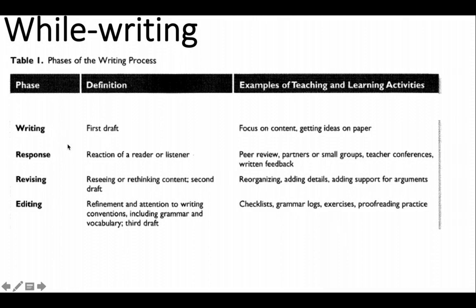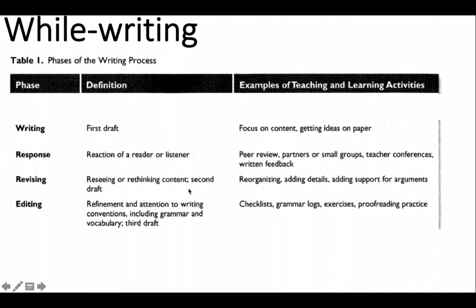So the while writing here, now they need to concentrate on writing their first draft. Here, focus on content and getting ideas on the paper and not so much on accuracy. Reacting of a reader or listener: here you have them either peer review or review themselves or have a conference with a teacher. Somebody needs to react on what they have written first and then provide written feedback. Those are the activities that you can do here when you are reacting. So somebody has to read and then give feedback.